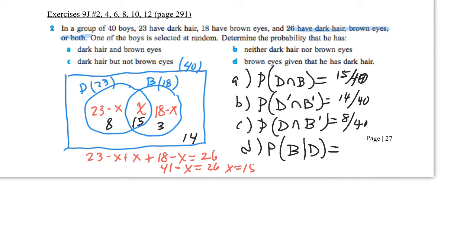If I have a dark-haired person, I'm being told only to look in here. Let's color it in green. So if I'm being told only to look in here, then I'm looking at just 23 people, and of those, 15 have brown eyes. So I get to put 15 out of 23. Okay, so the denominator is not 40 because of the conditional probability idea. Next page.